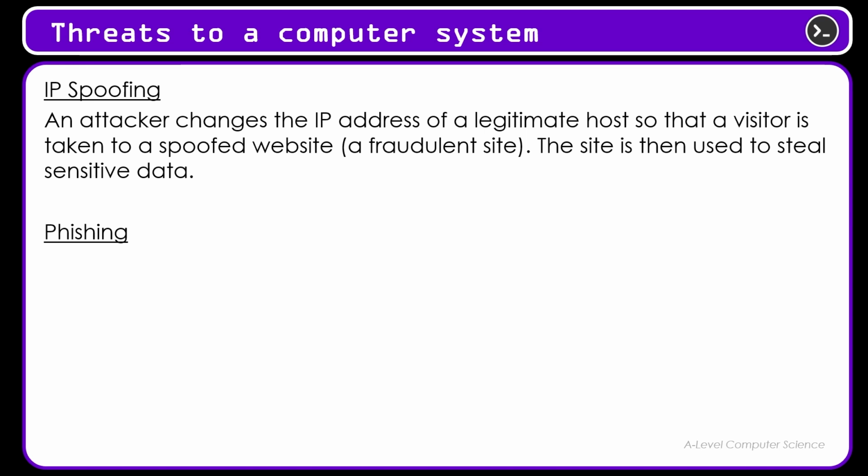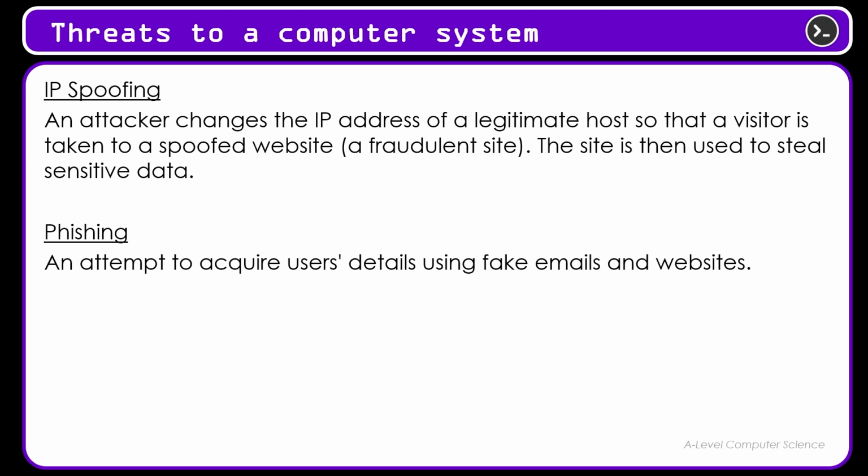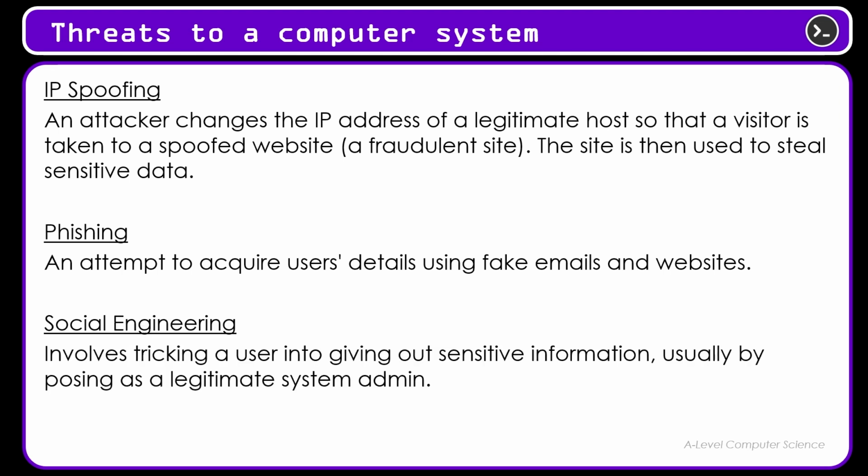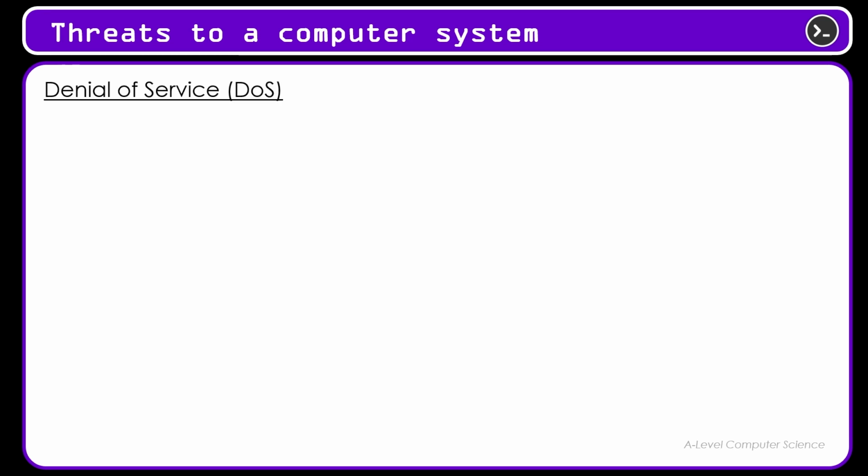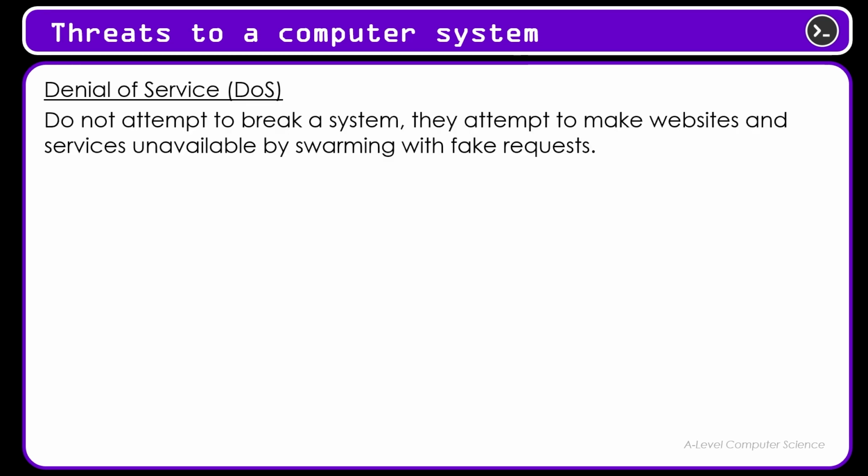Phishing is an attempt to acquire users' details using fake emails and websites. And social engineering involves tricking a user into giving out sensitive information, usually by posing as a legitimate system administrator. Denial of service does not attempt to break a system. It attempts to make websites and services unavailable by swarming them with fake requests.